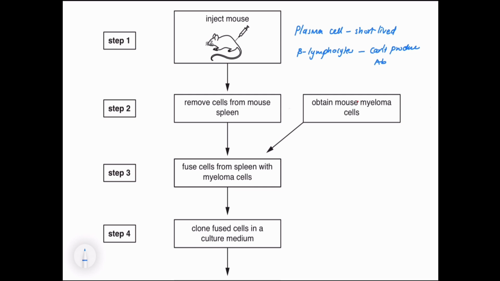So in order to do that, scientists came up with a method where they obtain the myeloma cells, in another word, also known as cancer cells, and fuse them with the plasma cell extracted from the mouse, forming hybridoma cells. So a hybridoma cell, in other words, is defined as a fusion between a plasma cell and a cancer cell.